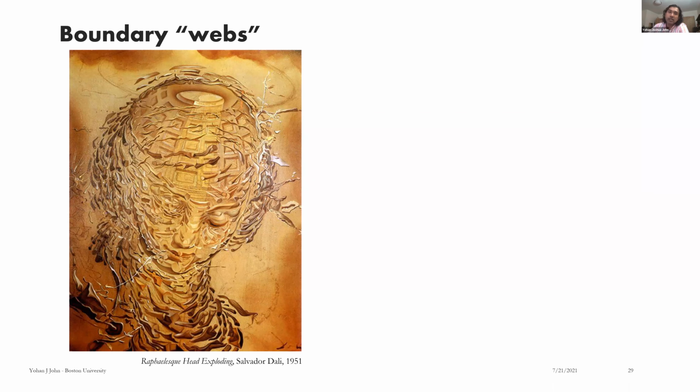So in an image like this, the famous Raphael-esque head exploding by Salvador Dali, there are different ways you can sort of parse this image, right? You can think of the face, the head, or you can think of it like the sort of looking upwards at the dome. And when you shift between the different possible interpretations, there are different things that you're treating as boundaries with which to make an object representation.